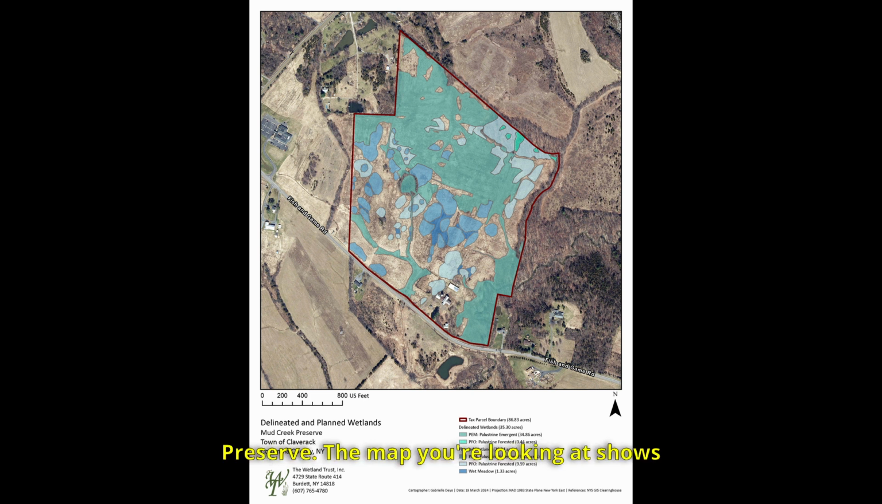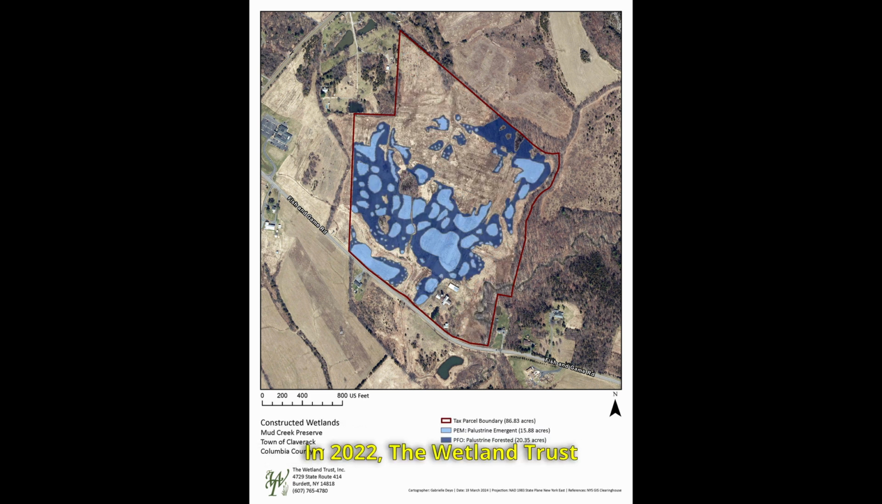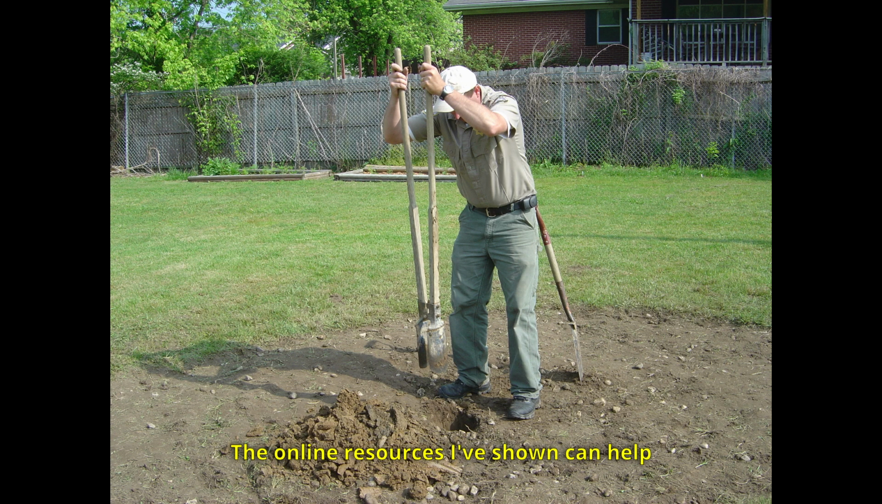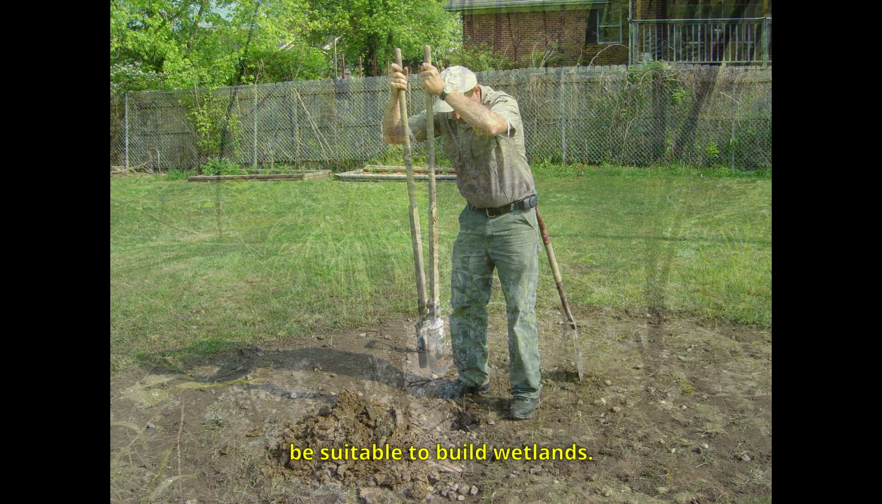The map you're looking at shows the wetlands that we planned to build, and it also shows the wetlands that had been already delineated on the site that were avoided by the project. In 2022, the Wetland Trust embarked on an ambitious program of restoring wetlands on the Mud Creek Wetland Preserve, and you can see the results of this effort. They are amazing. The online resources I've shown can help you identify areas that may be suitable to build wetlands.